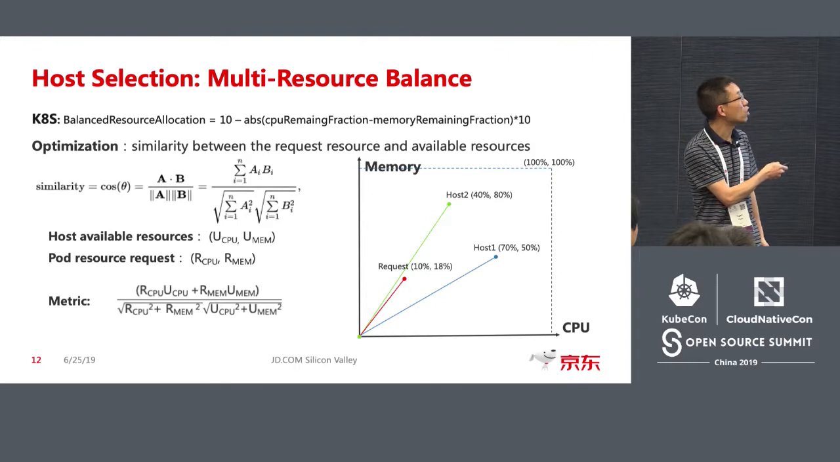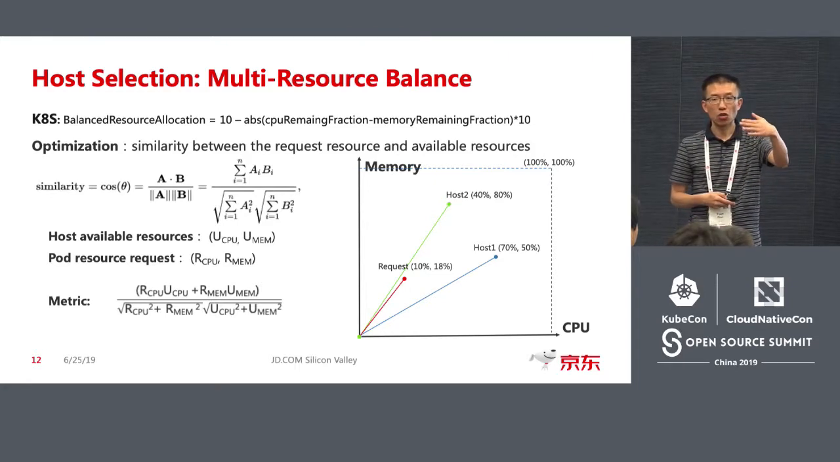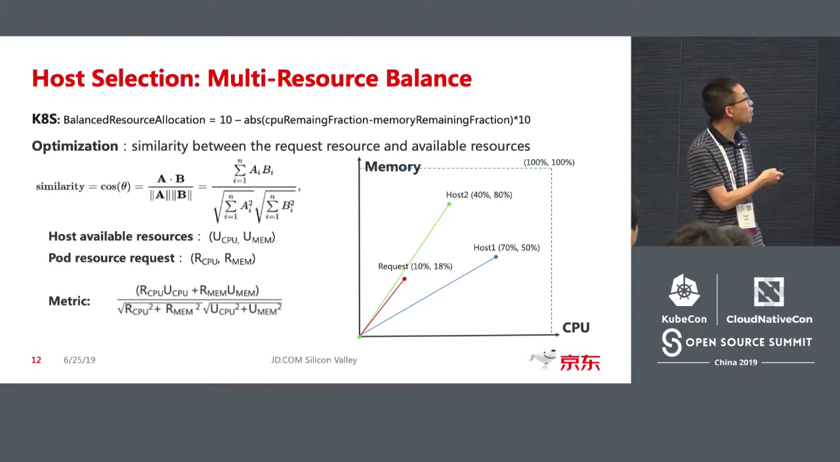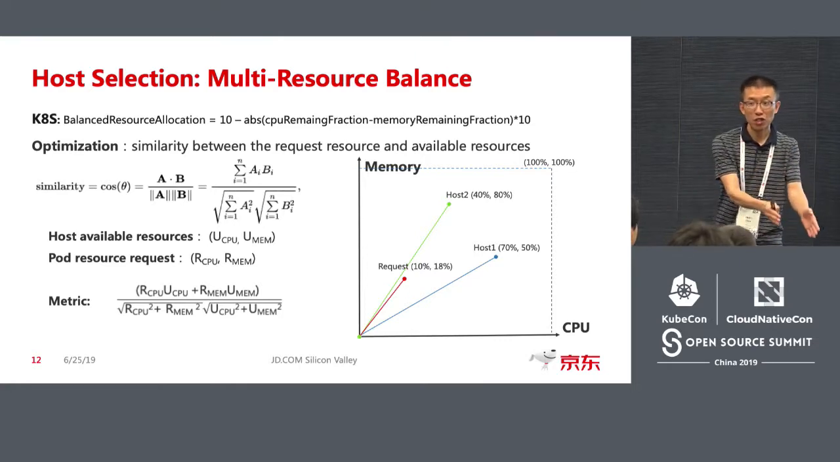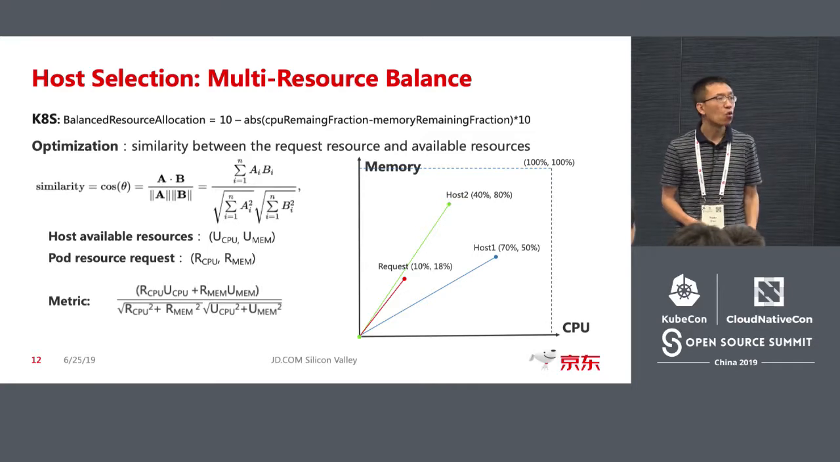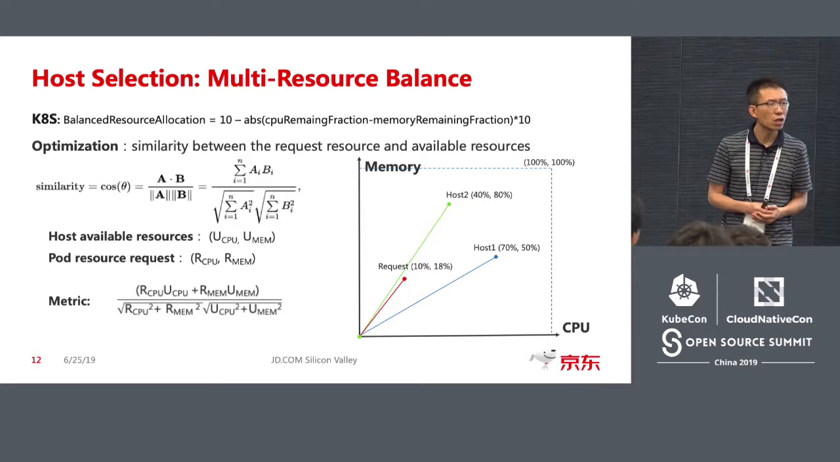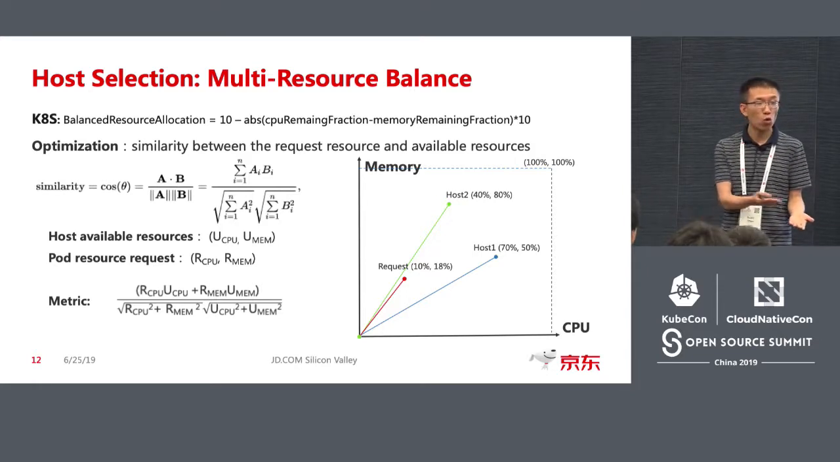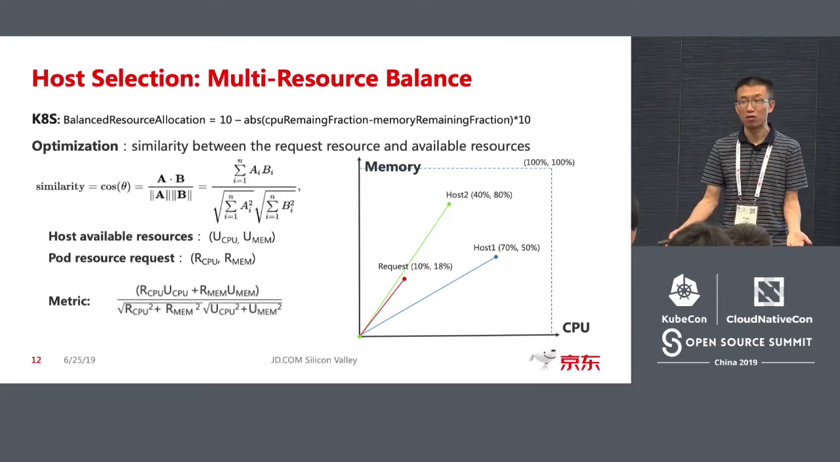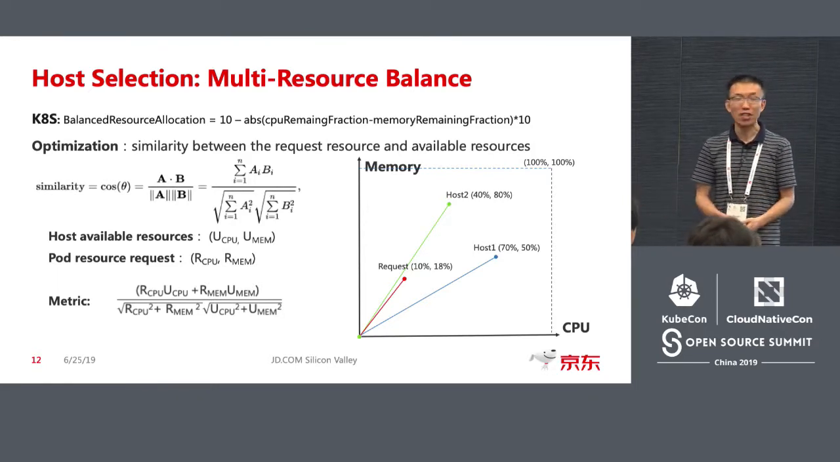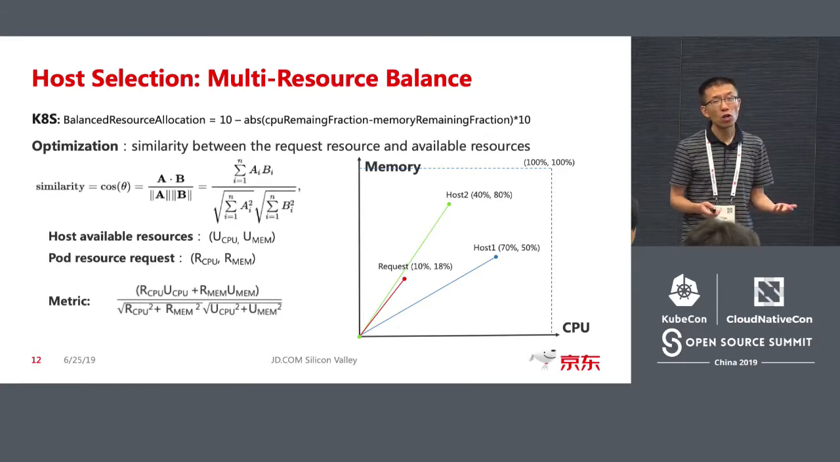If you put this container on this physical host, how much CPU has been left? For example, 20% CPU or 20% memory. When the CPU remaining fraction minus the memory remaining fraction is zero, then you get zero. But it does not take the feature of the workload into consideration, because it is when you give 5% of CPU and 5% of memory remaining fraction.